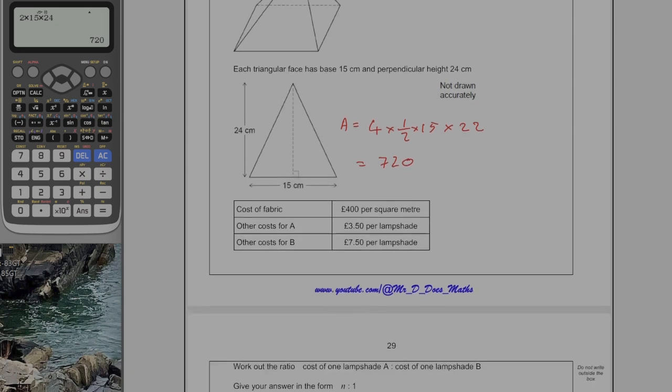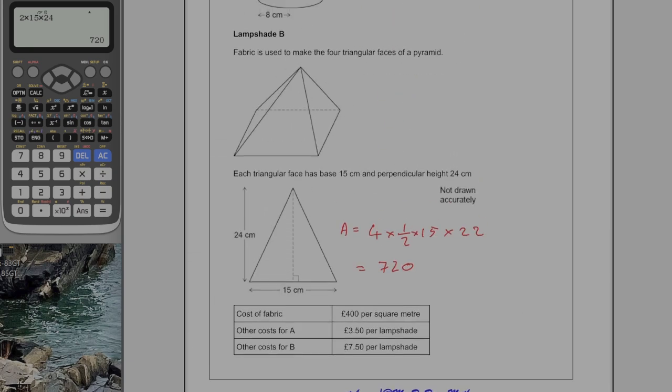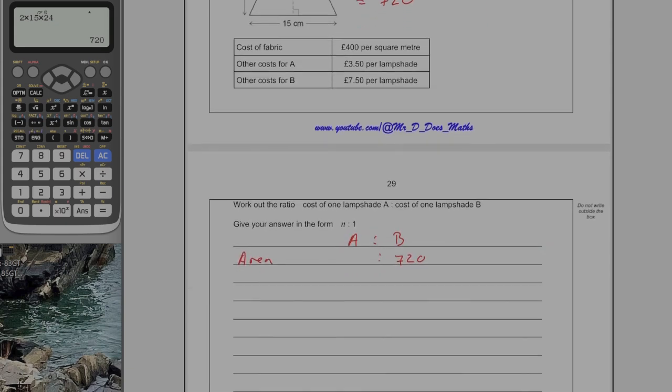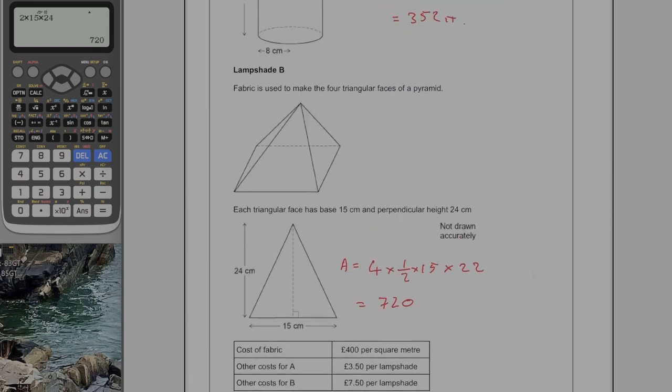Right, so giving your answer in the form n to 1. So I'm going to go A to B. First of all, I'm going to go for area. We said B was 720. And then we said that A was 352 pi.